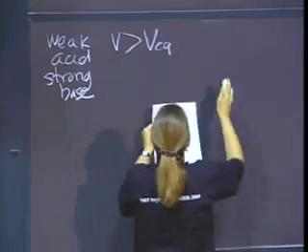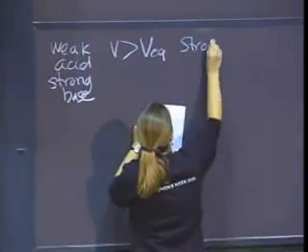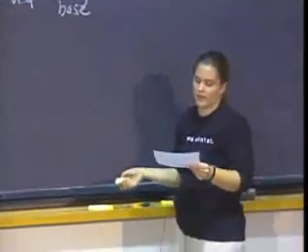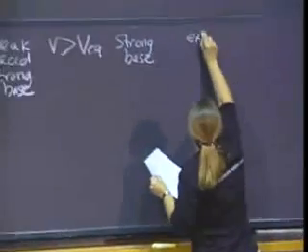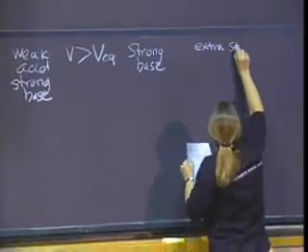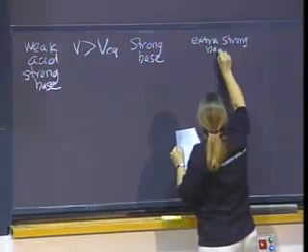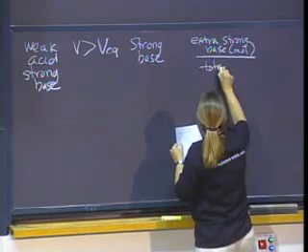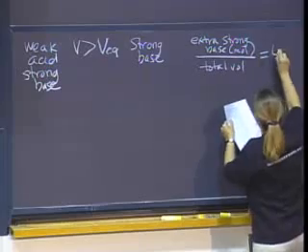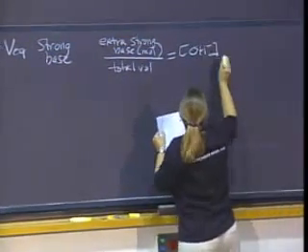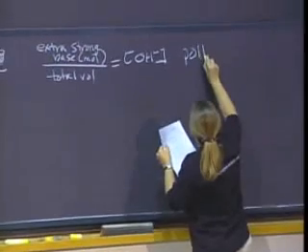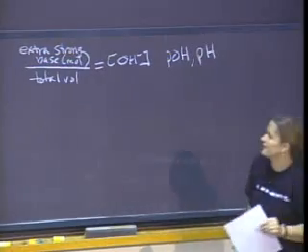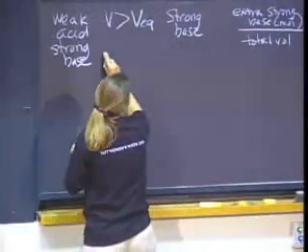Beyond the equivalence point then is a strong base problem, as we just did. It's really due to the excess strong base that we had. So we would solve this problem saying, okay, the extra strong base, that's the number of moles, over the total volume, and that's going to give you the concentration of hydroxide ion, and then you can find pOH and then pH. So that's how you would do that category of problem here.